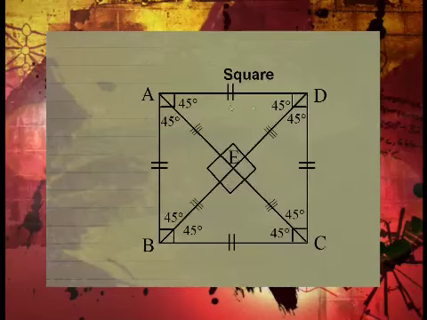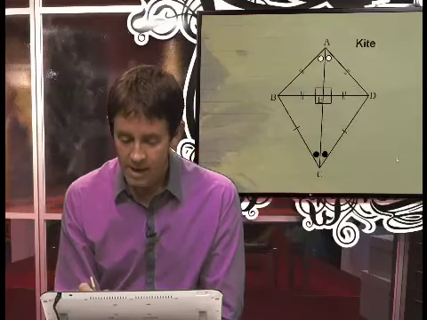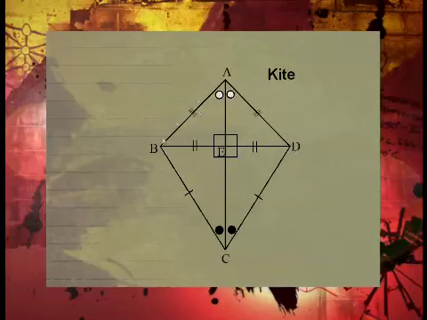A square, very good point here. All the sides are equal. The inside angles are 90. You've got 45 and 45. All these little sides are equal, and it's really a rectangle where all the sides are equal. And then a kite, a nice one. These adjacent sides next to each other are equal, and the diagonals are at right angles. And of course, they bisect the angle. This diagonal bisects the angles, makes them equal, and those two line segments are equal.